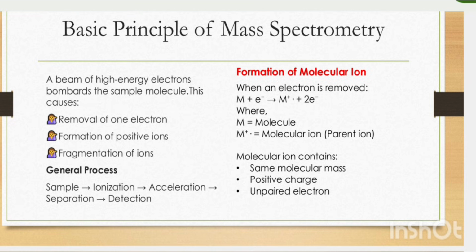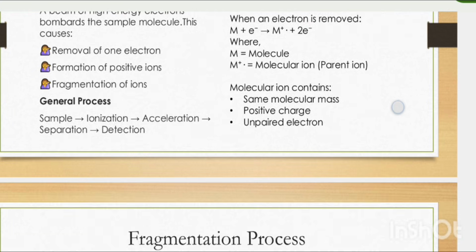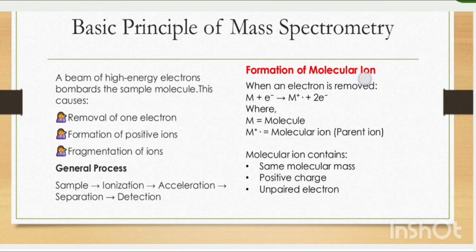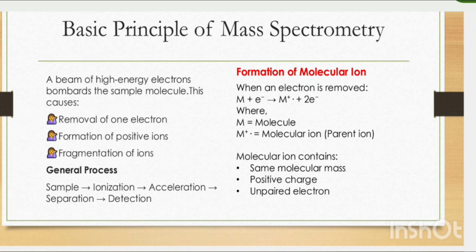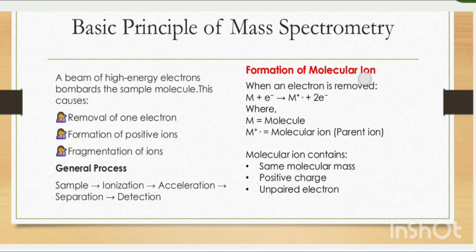The overall process can be summarized as: the sample enters the instrument, then ionization occurs, the ions are accelerated, next they are separated according to their m by z value. Finally, they are detected. A simple mnemonic to remember this sequence is IASD. I stands for ionize, A stands for accelerate, S stands for separate, D stands for detect. Remembering IASD makes the entire process easy to recall during the exam.